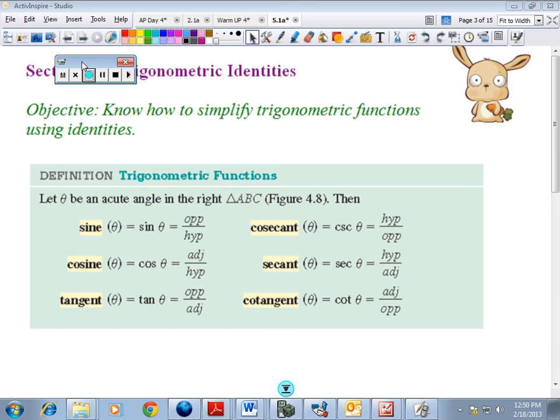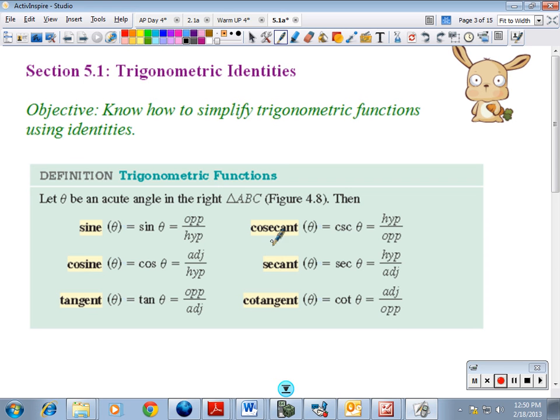Alright, Pre-Cal Honors, Simplifying Trig Identities. I've given you a blue sheet that has all your trig identities listed on it. These should be familiar: sine, cosine, tan, cosecant, secant, cotangent. So we're just going to jump right in.